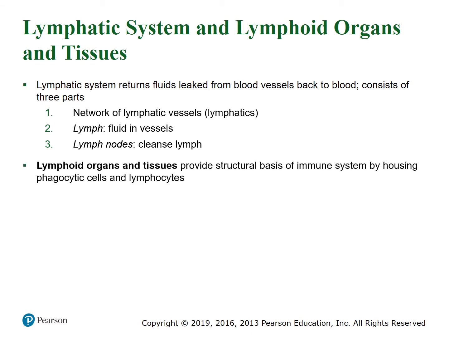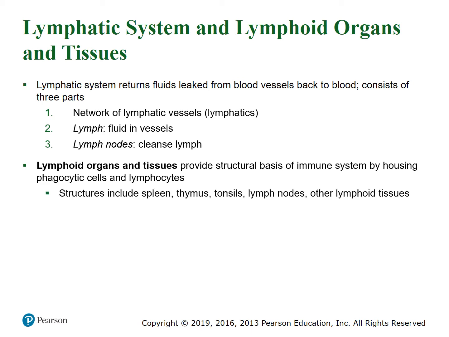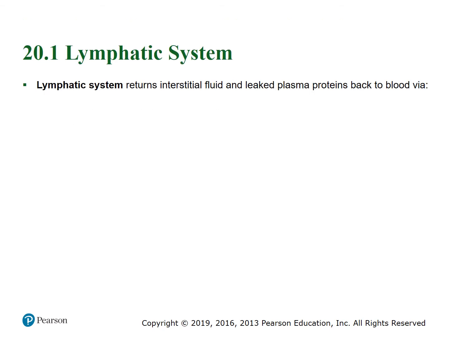Lymphoid organs and tissues provide the structural basis of the immune system, which are the videos that you should have just gone over, because they serve as the location for both phagocytic cells and lymphocytes. And the structures in the lymphatic system include the spleen, the thymus, tonsils, lymph nodes, and other lymphoid tissues, which we'll see a little bit later.